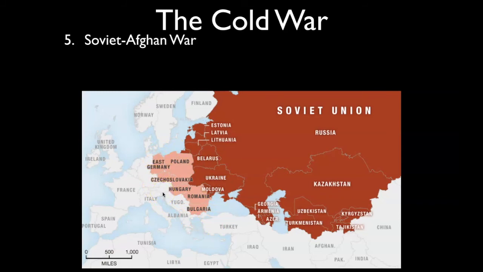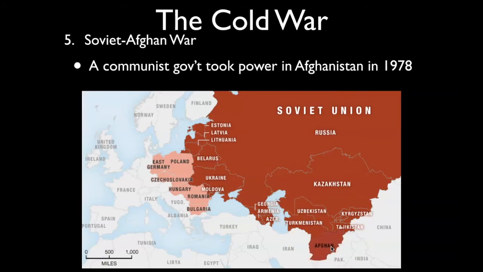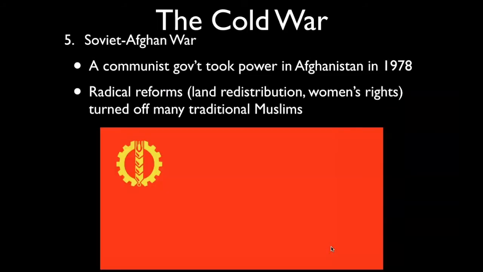And so you have to ask yourself, if we're going to continue to spread socialism, communism, where is it going to go next? And the next logical place for it to go was down into the Middle East. A communist party took power in Afghanistan in 1978. But there was a lot of resistance to communism spreading to the Middle East, and this makes sense, right? The communists are pushing a very radical agenda of reforms. They want land redistribution. They want greater rights for women, and this is going to turn off many of the more conservative, traditional Muslims of that particular region.